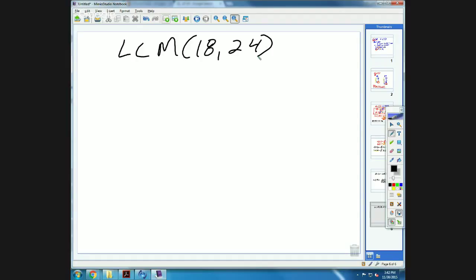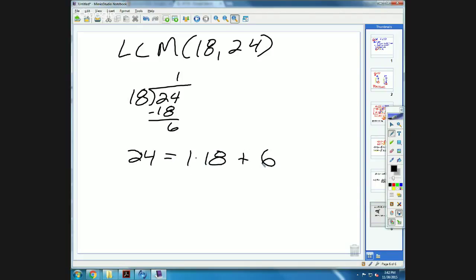So I could check, does 18 go into 24? Well, it goes in there once, right? 1 times 18 is 18. I do my subtraction and I get 6 left over. So what did I find? I found that 24 is equal to 1 times 18 plus 6. There's a remainder, so it didn't work. But it turns out I can take this a step farther.